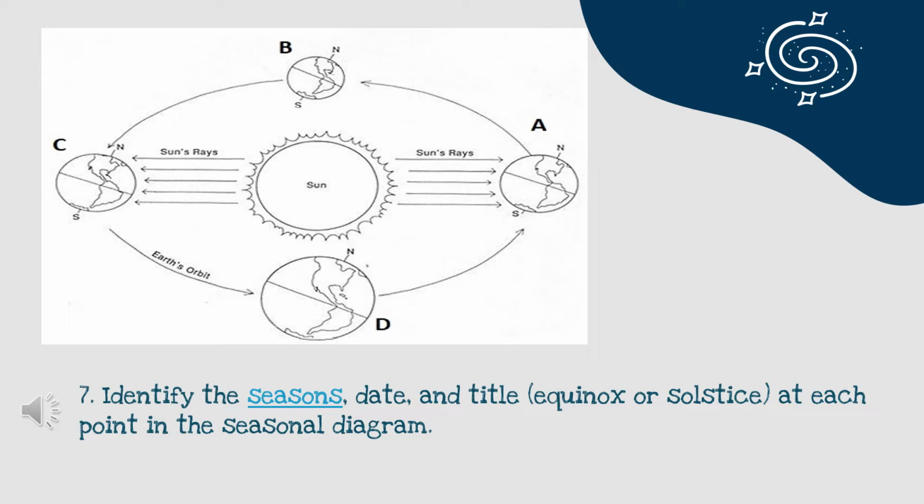And finally, D, it is fall in the northern hemisphere and spring in the southern hemisphere. This is our autumnal or fall equinox. It happens on or around September 21st.